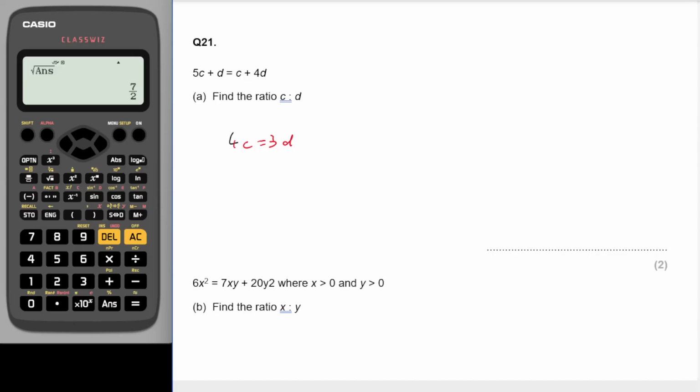I often view it as, if you have the ratio of C to D is equal to, let's say, A to B, then C over D is going to be equal to A over B. That's just kind of how it works. So I tend to find it easier to explain in terms of putting it as C over D. So I would say that C over D equals 3 over 4. So the ratio would be 3 to 4.